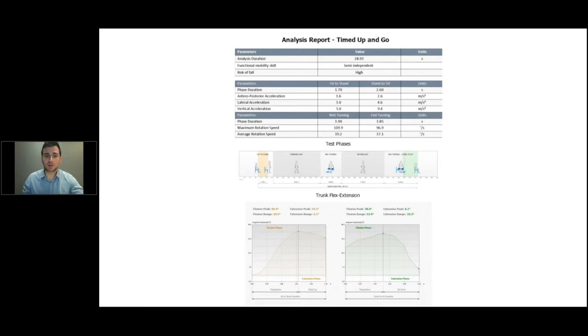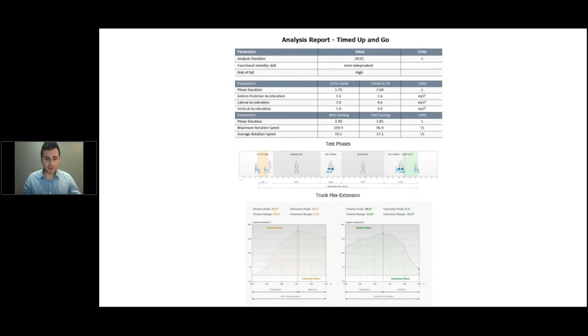Then it's possible to assess the angular velocity of the turning, and also the trunk flexion extension. In fact, on the page it's possible to see the last two graphs. The graphs represent the angle of the flexion and the angle of the extension during the sit to stand, the yellow graph, and the stand to sit, the green graph.